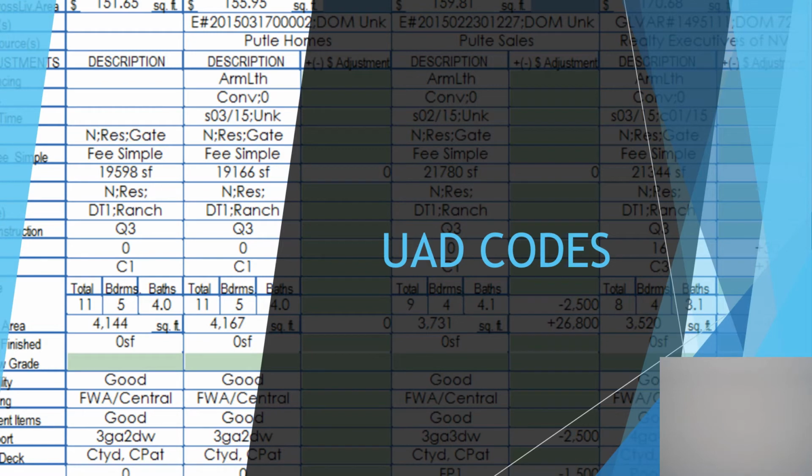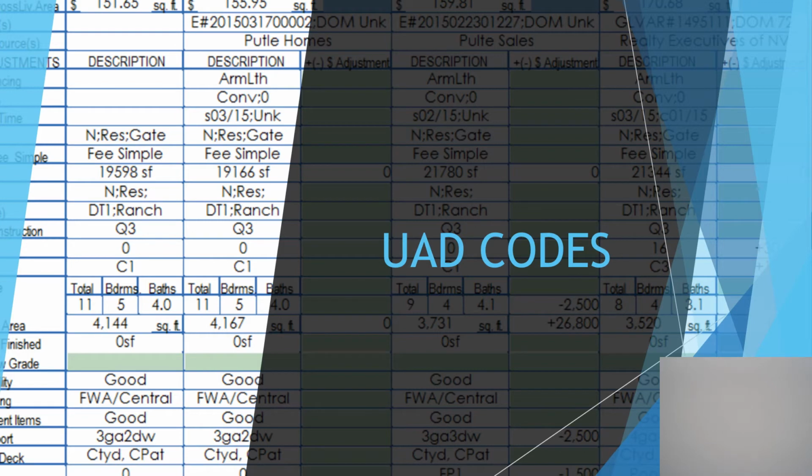The UAD coding is designed to assist the secondary markets in aggregating the data that is being provided in the appraisal, and for them to be able to do their own statistical analysis using that data. So as you look at this example, you will see an N at the top, a res, and a gate. That coding suggests that that's a neutral residential neighborhood that is gated. The lot size is reported in square footage up to an acre.